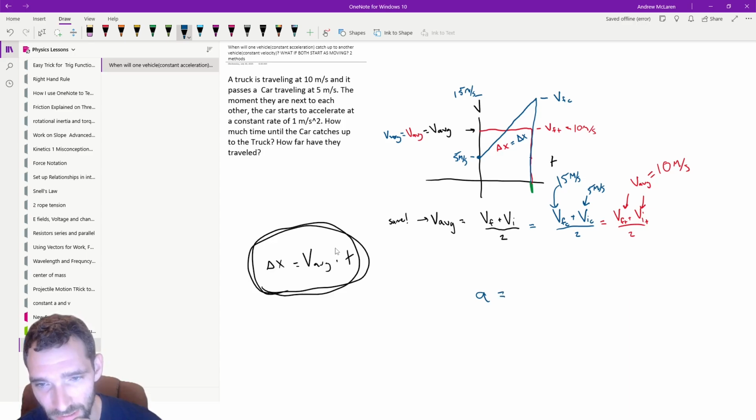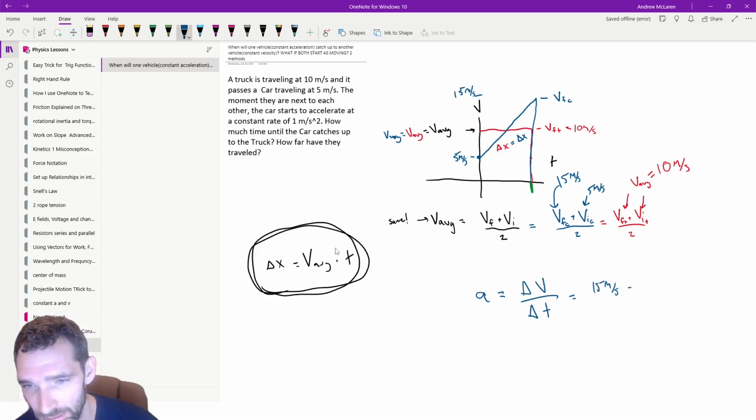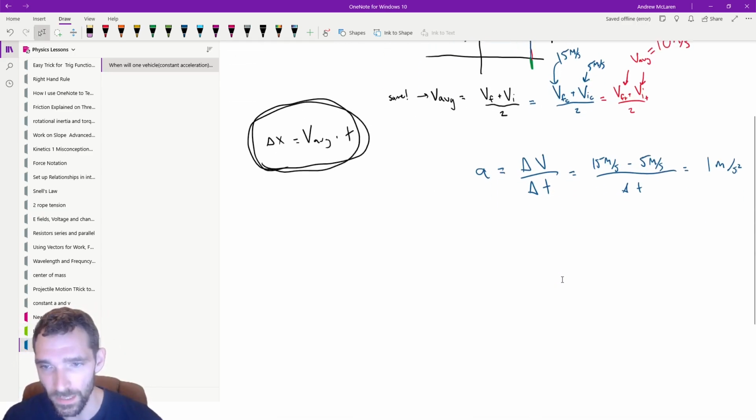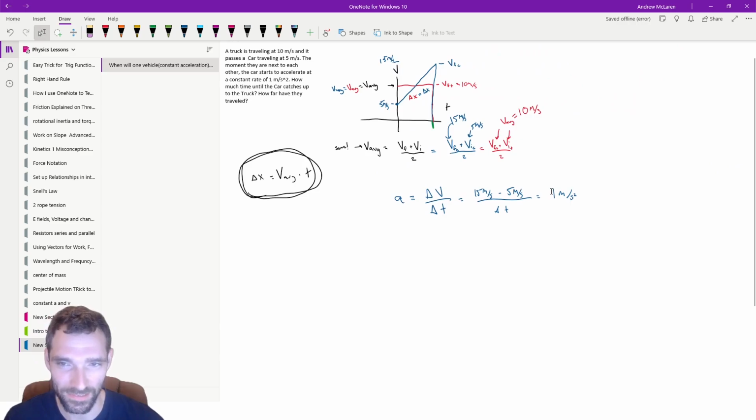And we know our acceleration is going to be the change in velocity over change in time. If we have that v final of 15 meters per second minus the initial of 5 meters per second, that is going to then be over time. And I've given you a very simple number, 1 meter per second squared for its acceleration here. If this was 2 meters per second squared, well, this would take less time to get up to 15 meters per second.